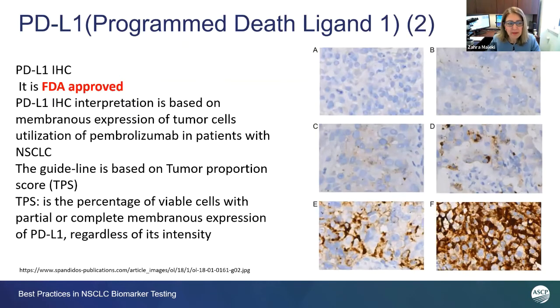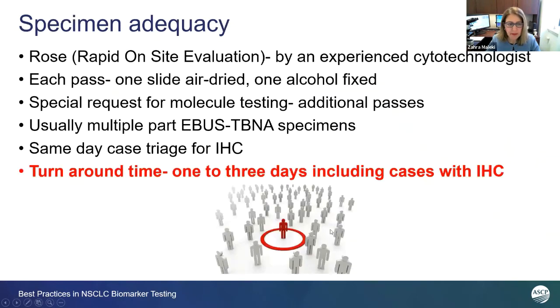Here is an example of IHC. The immunostaining is FDA approved, and it is based on the tumor proportion score. As you see here, in slide 1 there is 0% expression. When it comes to the last slide, you see 100% expression, and in between it is variable.